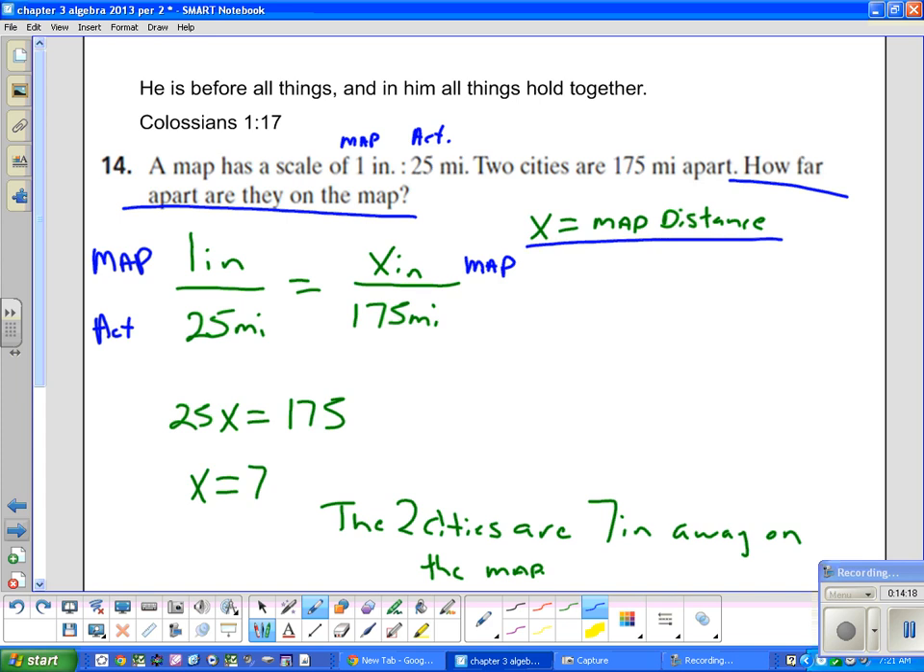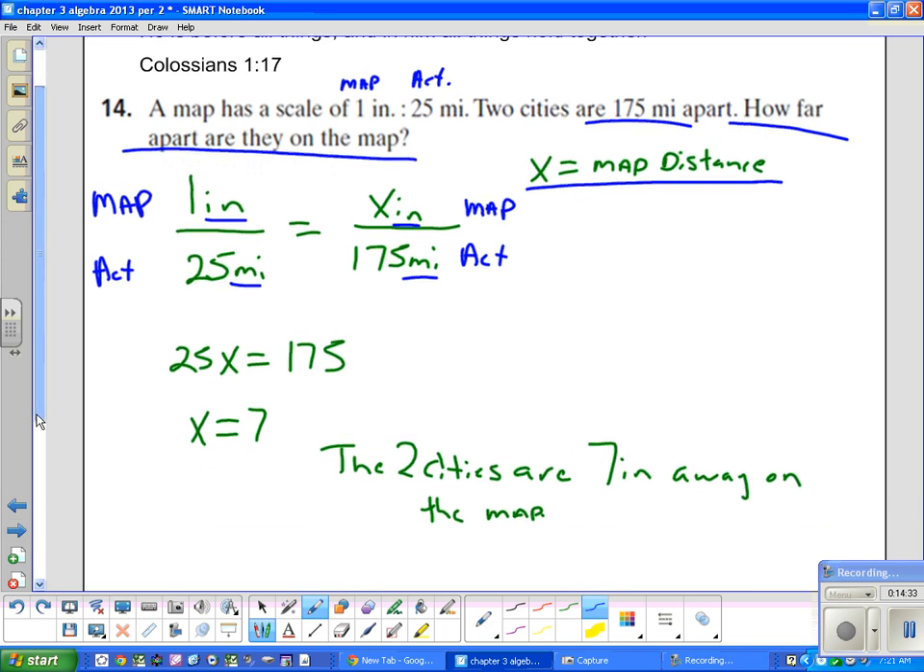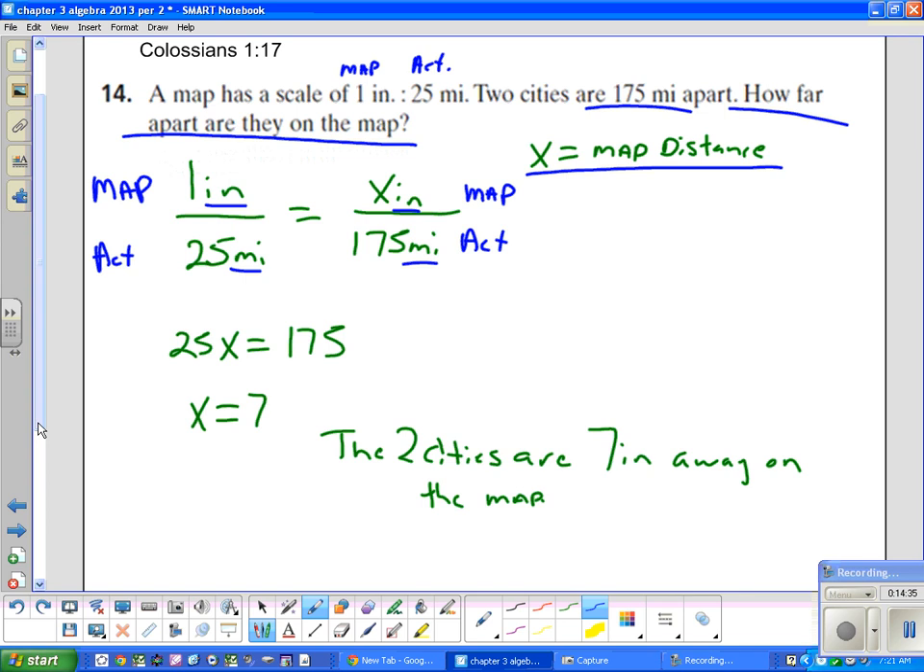How far are they away on the map? So x equals the map distance over the actual distance, which they tell you is 175 miles apart. And notice that the units match up. Inches is to miles as inches is to miles. Very important that they match up. We're going to crisscross and applesauce this one. I didn't even do the long division on this because I know that 7 quarters, 7 25-cent pieces make $1.75, so I kind of did that in my head. The two cities are 7 inches away on the map.